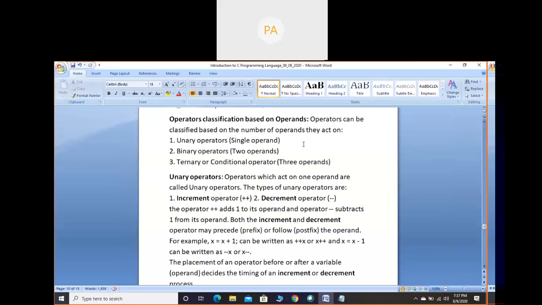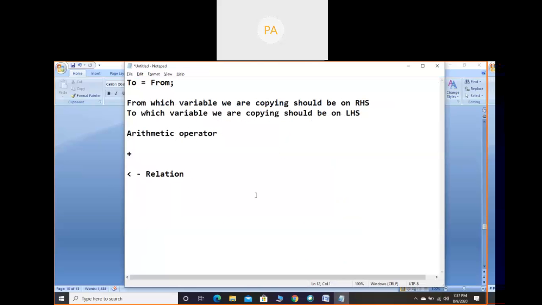Of course, by looking at the operator, we can say which type of operator it is. But in addition to that, how many operands we are using also matters here. For example, if I consider the expression A plus B, before plus we have one operand, after plus we have one operand. A is a variable, B is a variable. So here we have two operands. Then this plus is called a binary operator. Binary means two.